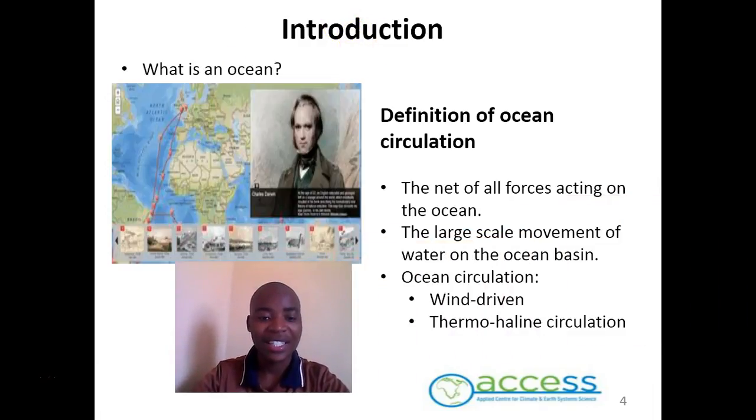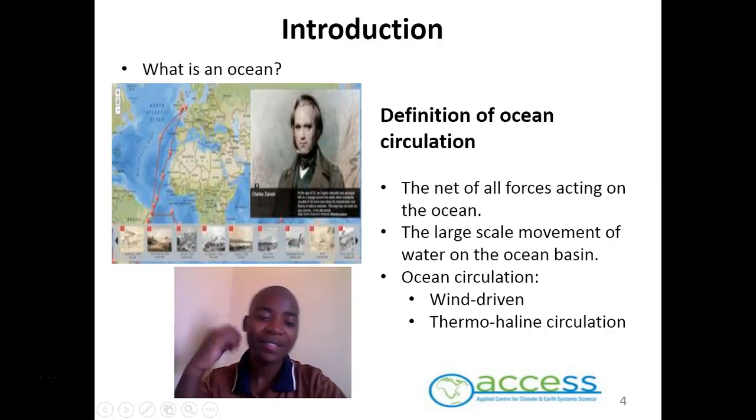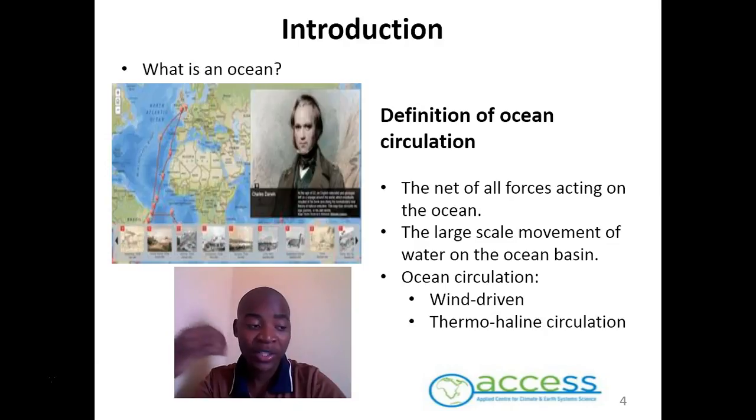Now, what is an ocean? An ocean is defined as the body of saline water which comprises much of the planet's hydrology. As it is said, about 97% of water on Earth is in the ocean. So an ocean is a complex system which is said to be never at rest because there are a lot of ocean currents which move up and down within the ocean.